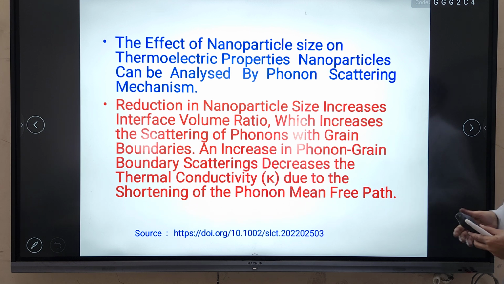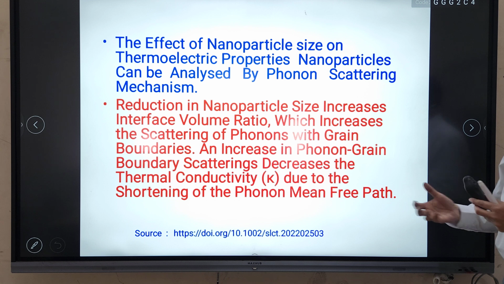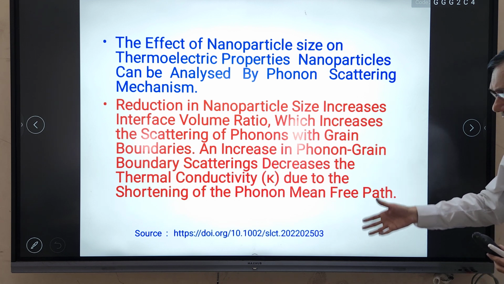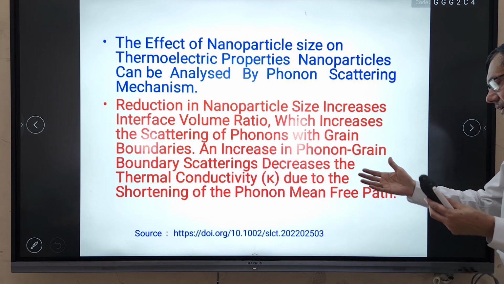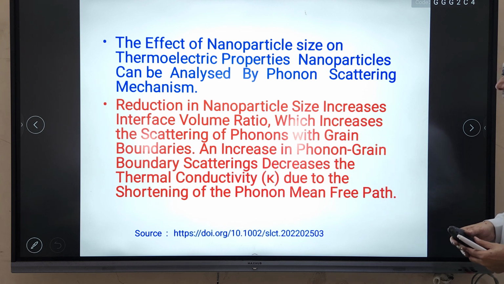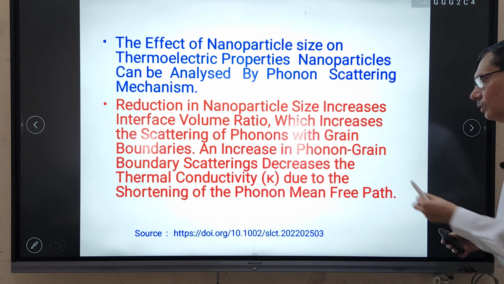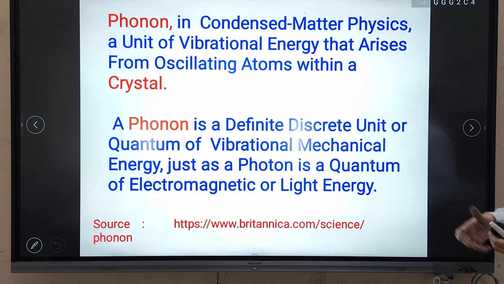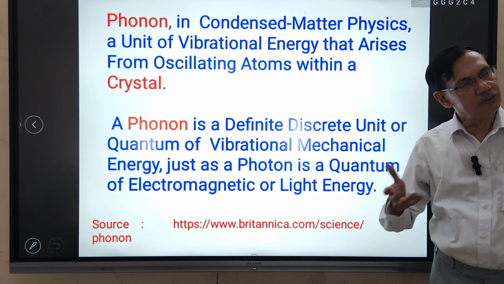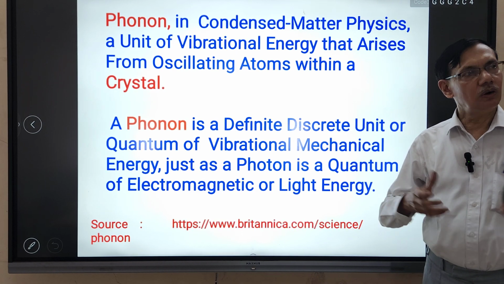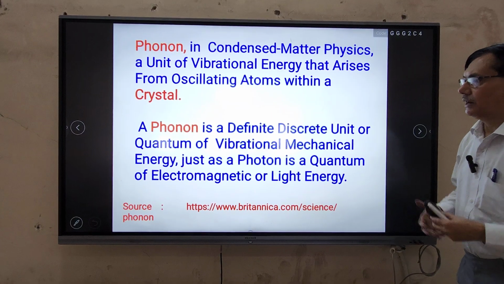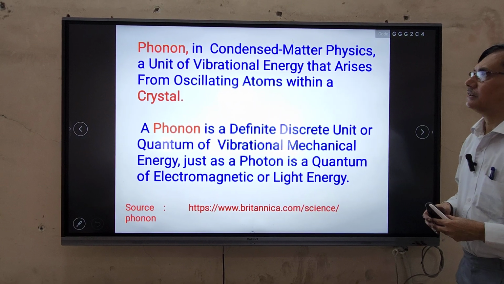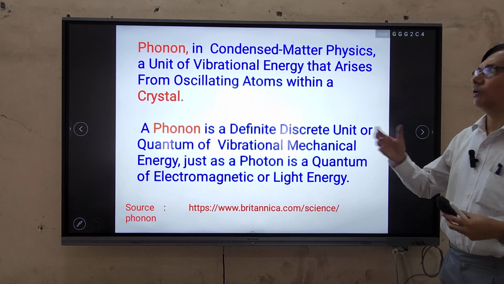Now I will explain why there is such a decrease due to phonon scattering. There is elastic scattering, where there is no change in energy, but in inelastic scattering there is a change in energy, there is a diversion, and therefore the mean free path is shortened and the thermal conductivity decreases. You know about the photon, the electron, and electromagnetic radiation interaction, but I think you may not be aware of the phonon.